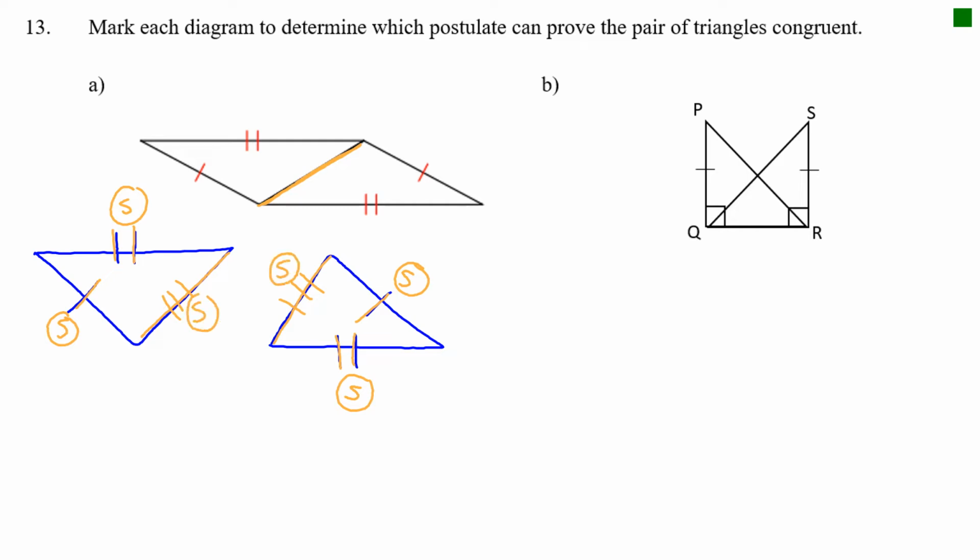Okay. So you look at the picture, each triangle should have 3 letters, 3 sides or 3 angles or a combination of them that are marked up, these do. So these are going to be congruent by side, side, side.